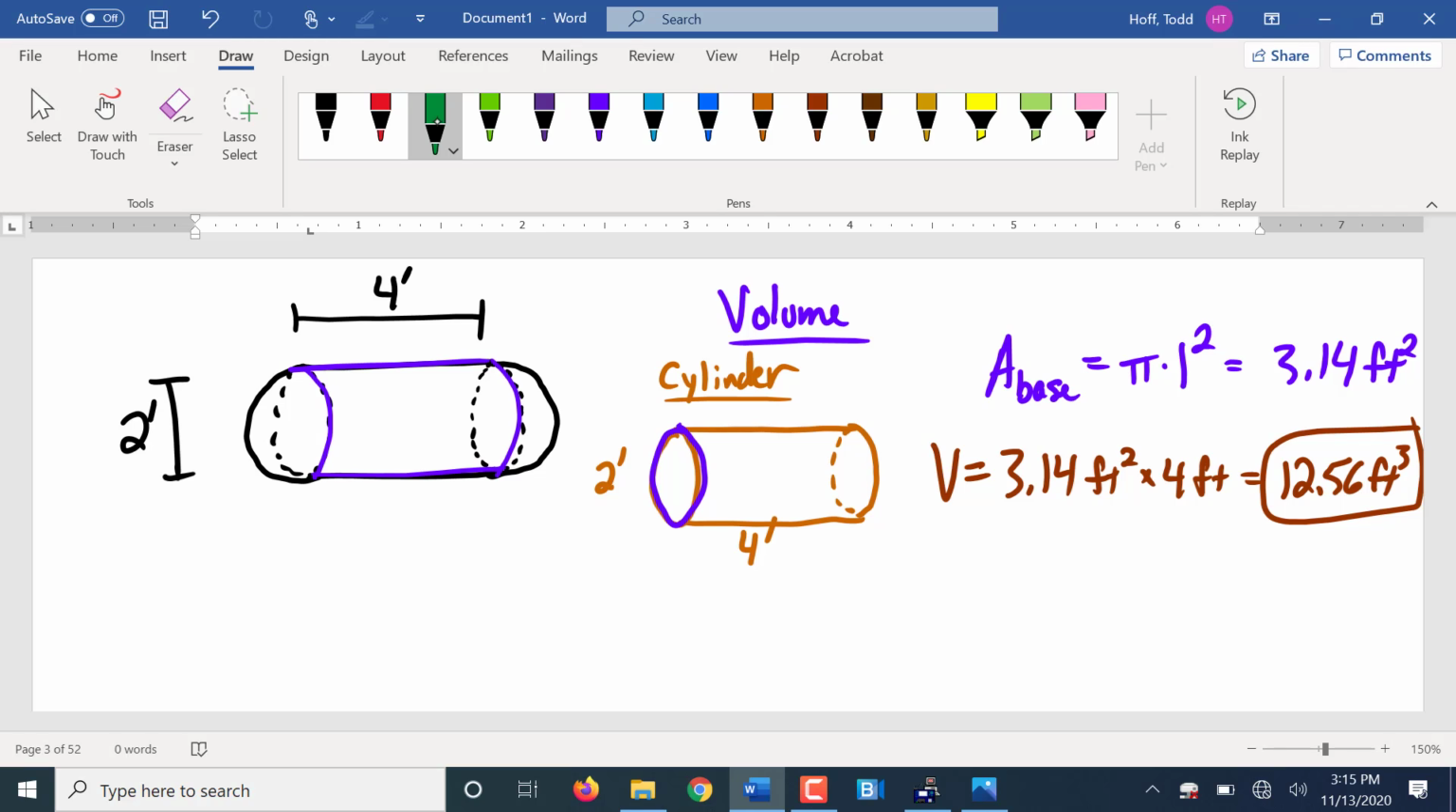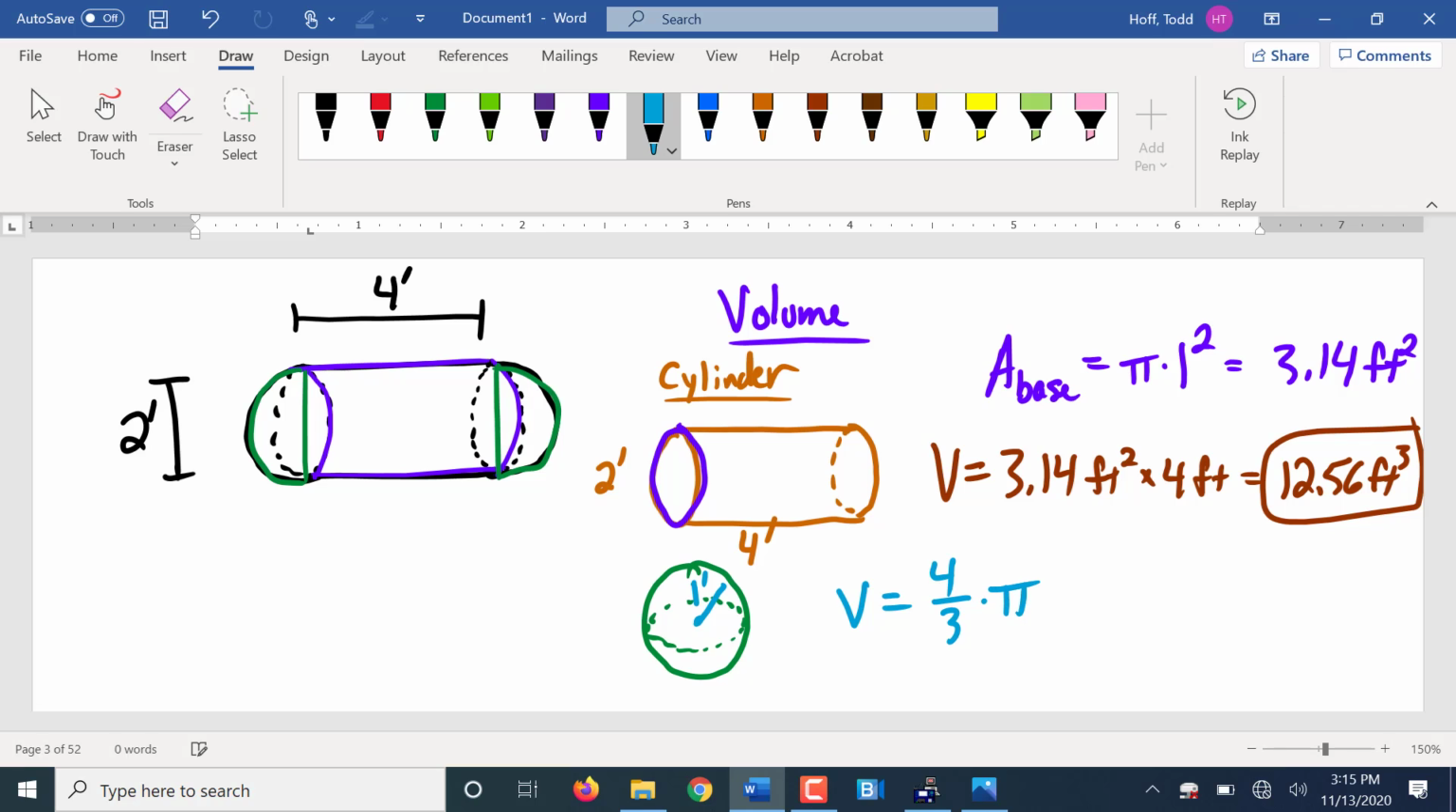The rest of this is way simpler than it looks because it's just 2 half spheres. And remember, we've done this before. You cut them off, you put them together, you just have 1 whole sphere. What's the radius of that sphere? 1 foot. So to find its volume, perfect. 4/3 times pi times 1 cubed, which gives us, we'll call it 4.19 cubic feet. We add those together.